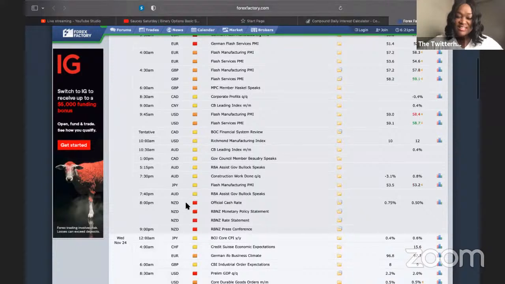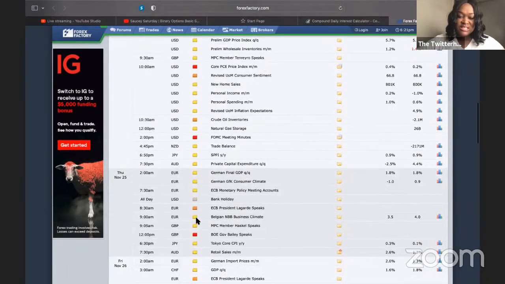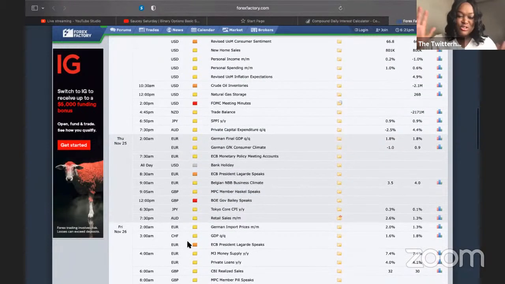New Zealand has a lot going on here too. So I was saying Thursday is Thanksgiving, so we see the US dollar has a gray folder on the entire day. I guess I was mistaken about Canada. Don't shoot me. I don't know anything about North America really. I only live here, you know.